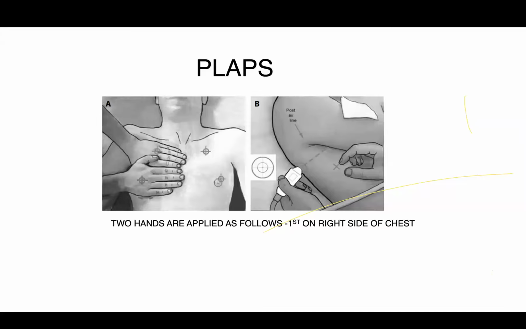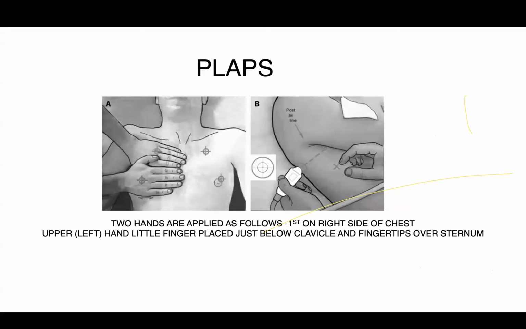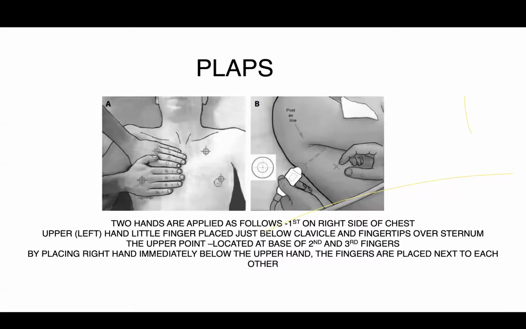So two hands are applied as follows. First, on the right side of the chest, the left upper hand's little finger is placed just below the clavicle and fingertips over the sternum. The upper point is located at the base of the second and third fingers. By placing the right hand immediately below the upper hand, the fingers are placed next to each other. The lower point is identified towards the middle of the palm.